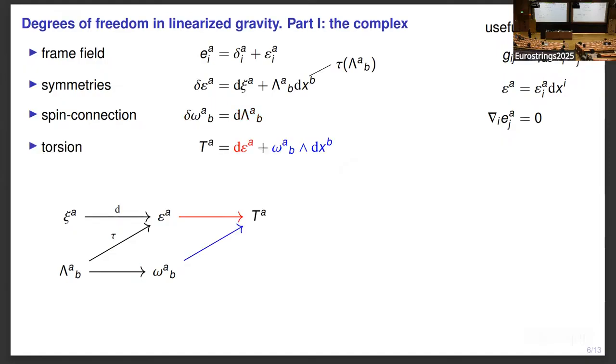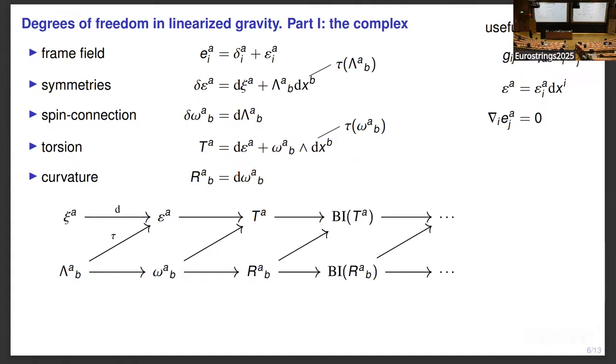And so we go on, you know, we can write down the torsion, we look up the equations and linearize them. And again, we find that it depends on the frame and on the spin connection. And you see, so putting in the curvature, we actually get a nice diagram, and we can go on. We would get Bianchi identities here for the torsion and for the curvature and so on and so forth.